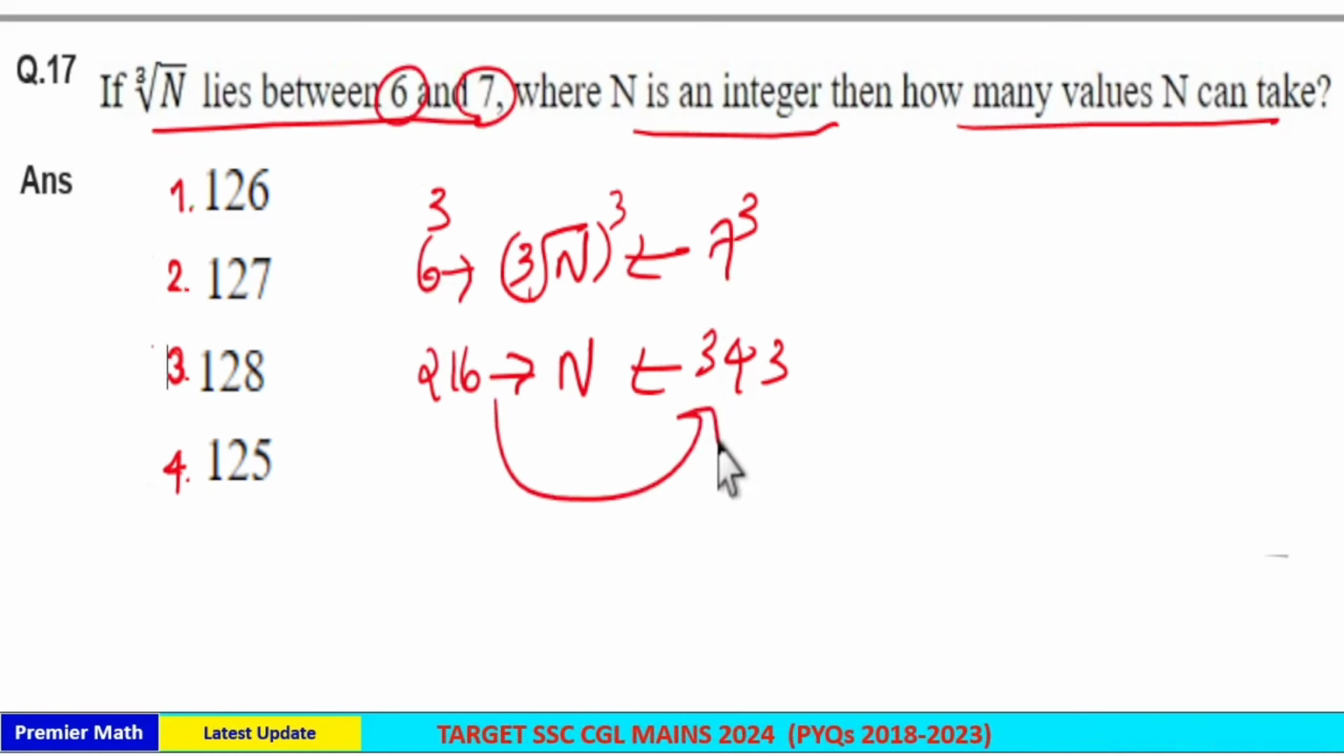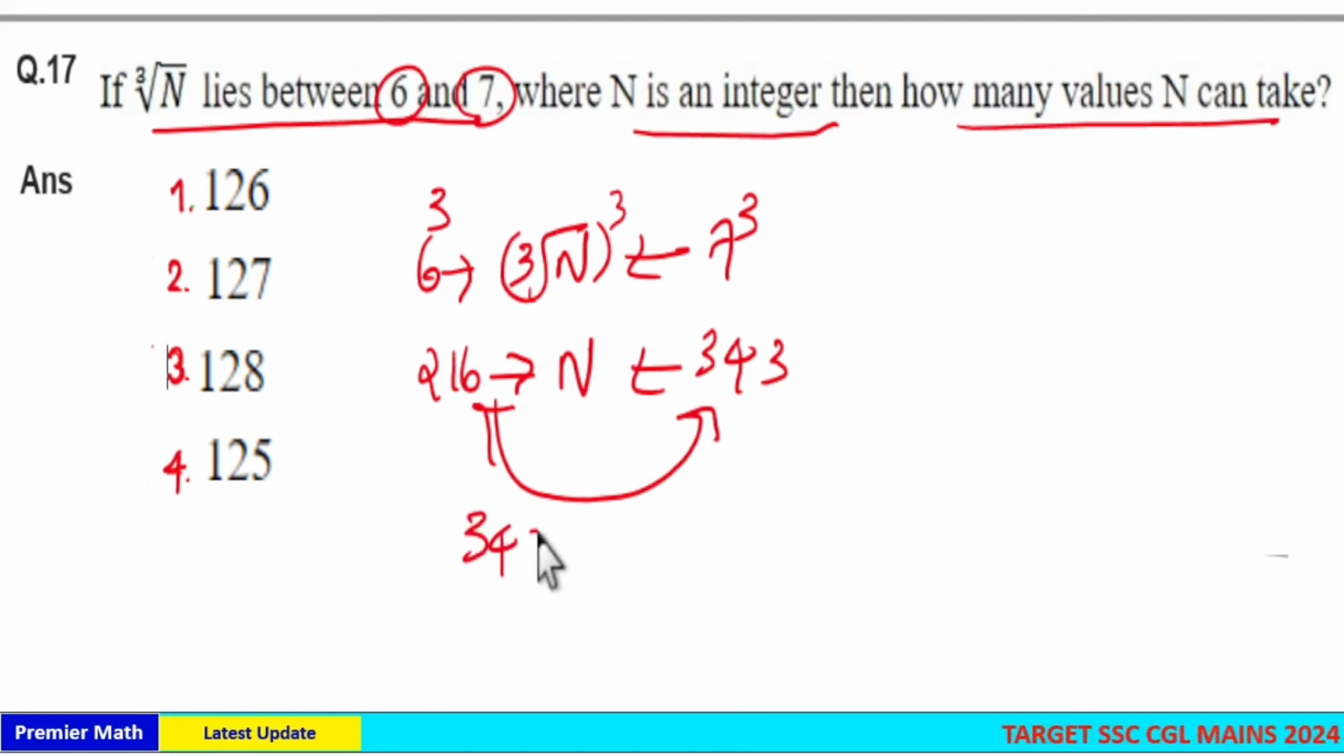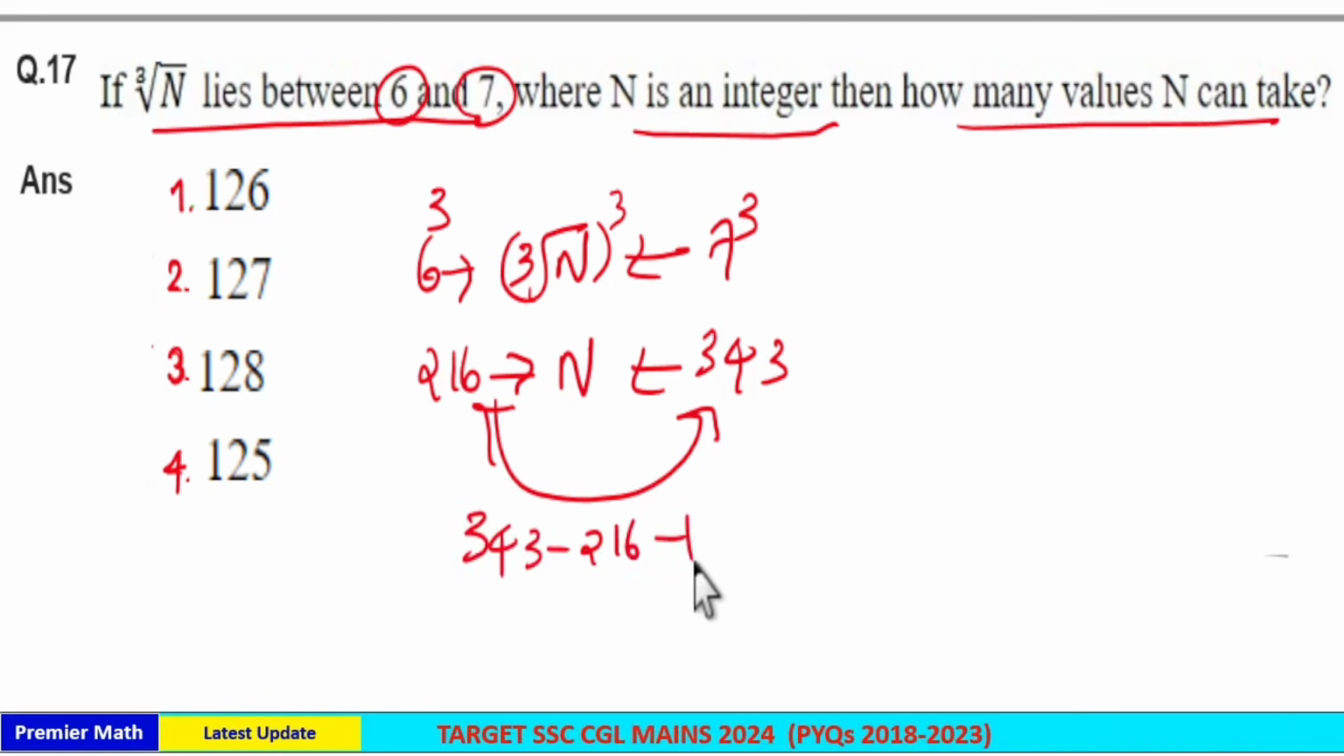So take the number of terms between 343 and 216, which is 343 minus 216 minus 1, which is equal to 127 minus 1, which is 126 terms. Option 1 is your answer.